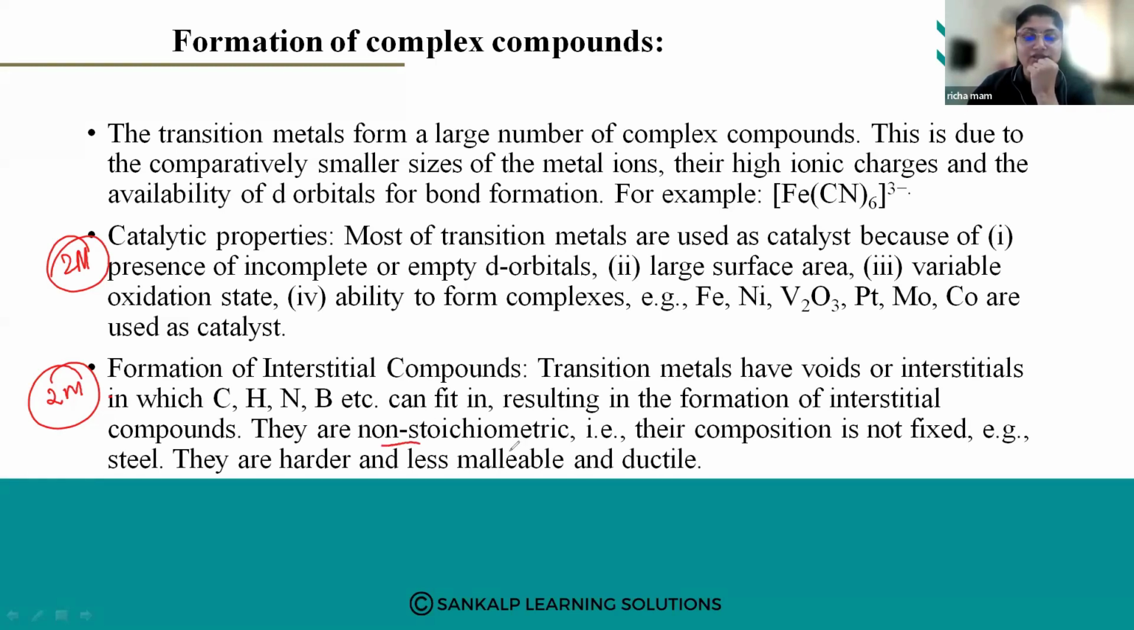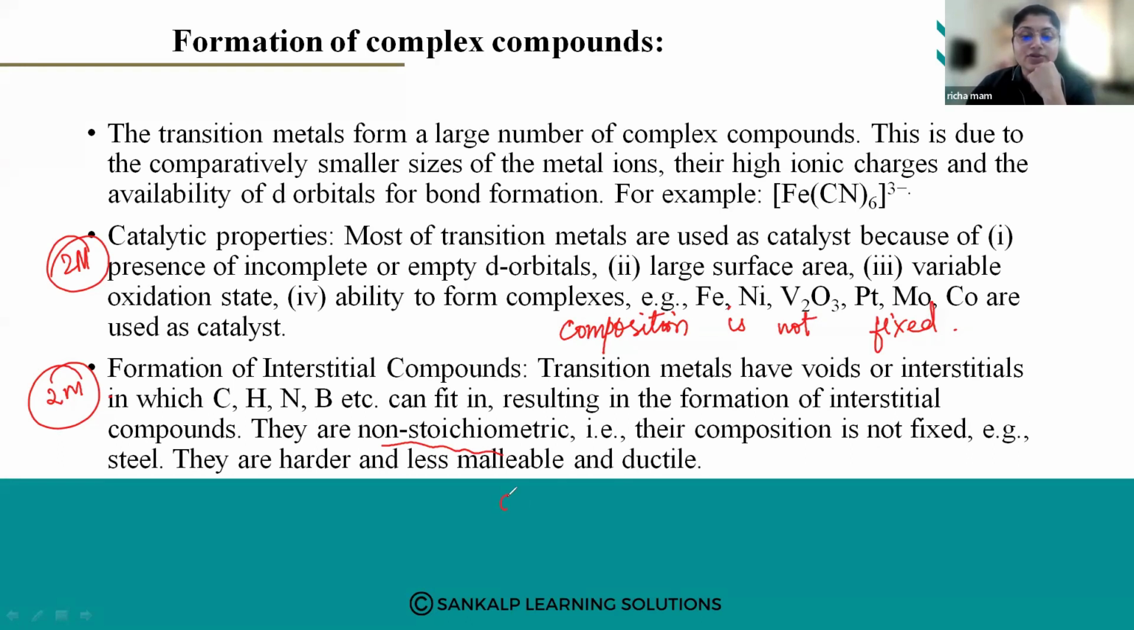Now these are non-stoichiometric in nature. What do you mean by non-stoichiometric? Non-stoichiometric means the ratio or the composition is not fixed. Why is the composition not fixed? Because it is non-stoichiometric. For example, steel. And these interstitial compounds are hard and less malleable and ductile.